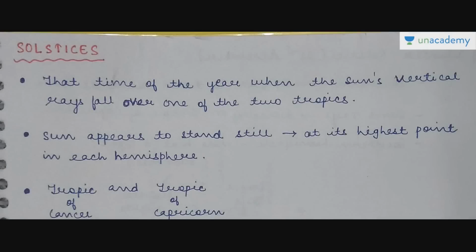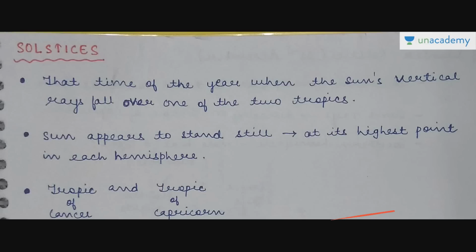Now we have to study 2 words to understand this entire concept of changing of seasons. The first is solstices and the second is equinox. So what is a solstice? That time of the year when the sun's vertical rays fall over one of the 2 tropics. The earth has 2 tropics, Cancer and Capricorn. So it is that time of the year when the sun's vertical, straight rays fall directly over any one of the tropics, either Cancer or Capricorn.